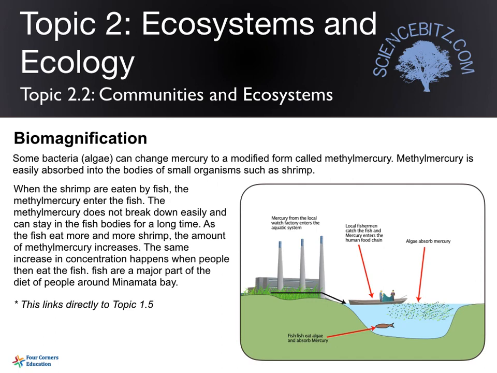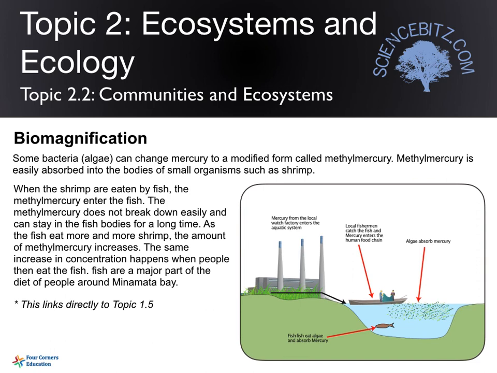The same increase in concentration happens when people eat the fish, and so people around the bay actually started developing mercury poisoning. They weren't getting it directly from the factory, they were actually getting it from the mercury that the factory had been dumping into the water. And again, it's a classic case, and if you go back to topic 1, it actually is one of the drivers and effectors of the environmental movement. The pollutants of Minamata Bay are quite a famous story. So go back to topic 1.5 and have a look at the information on there as well.